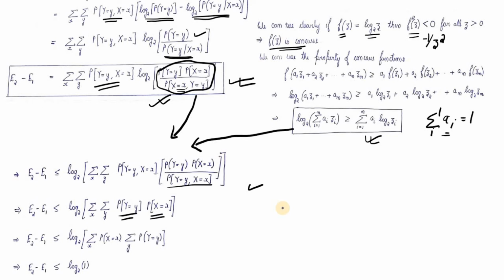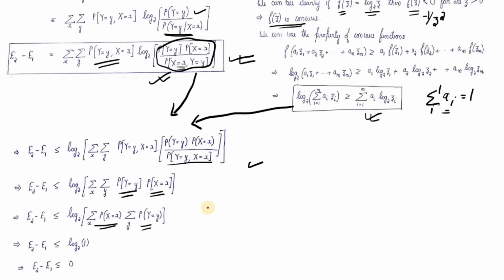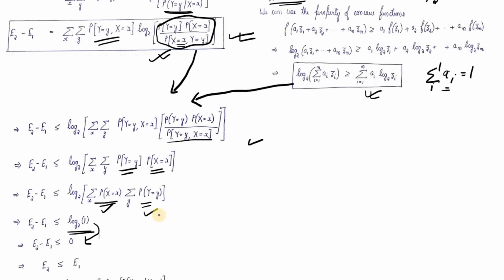Now, if I apply the summation on both of them individually, then we know that the summation of the marginal distribution of x and of the marginal distribution of y is equivalent to 1, because that's how the PMFs were defined. Eventually we come up with this: this term is equivalent to 1, this term is equivalent to 1, and eventually we get log base 2 of 1, which translates to 0 over here. Now, if we see the equation over here, what it means is E2 should be less than or equal to E1. And this is exactly what we needed to prove in the beginning.